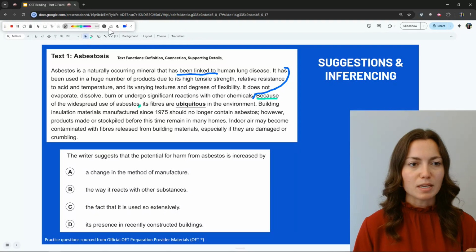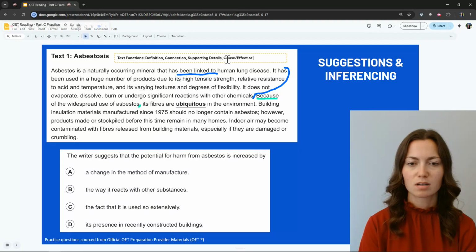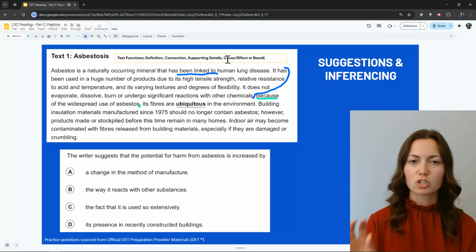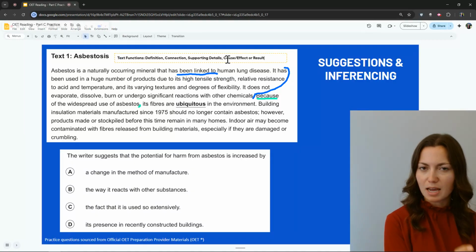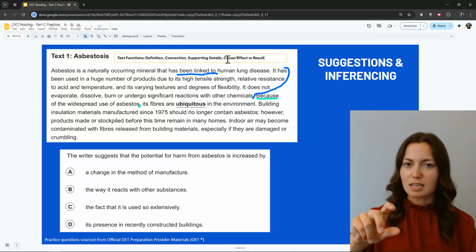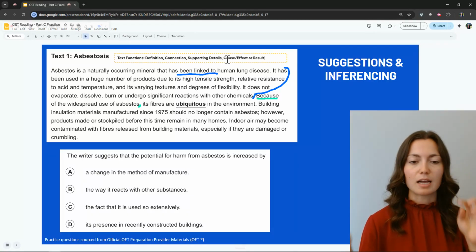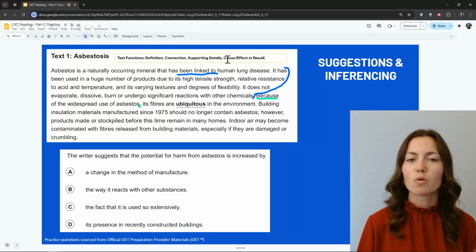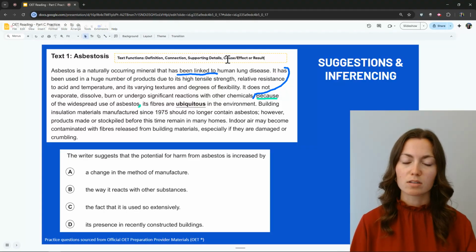So what that means, if I were to write that out, is we are seeing a text function where two ideas are joined, but instead of being connected, they're actually, in this case, item 1 is leading to or causing item 2. So there's a little bit more than just a connection there. It's actually a one leading to the next.